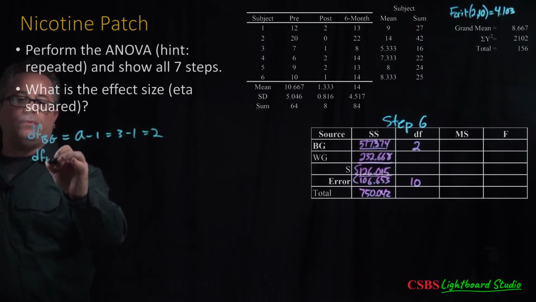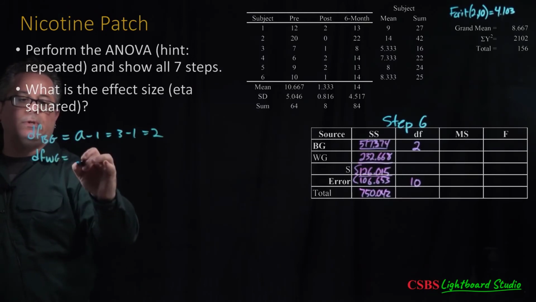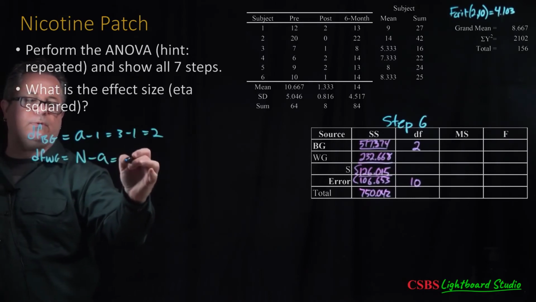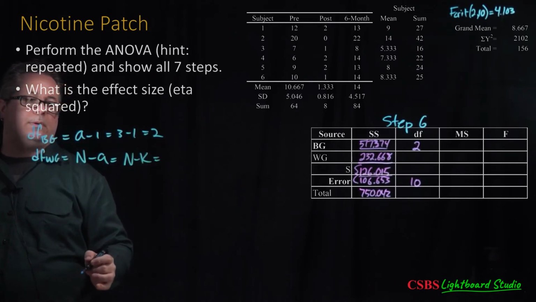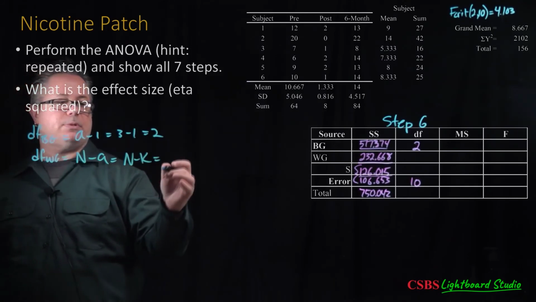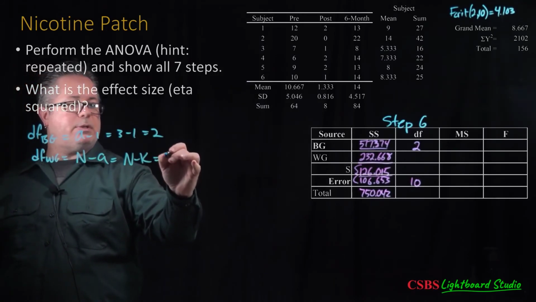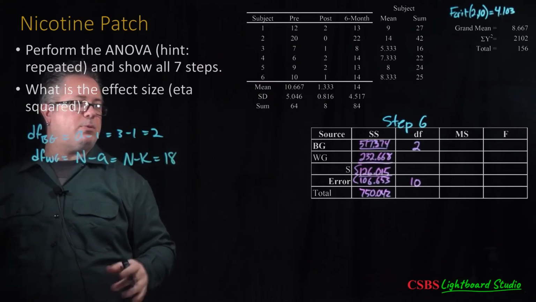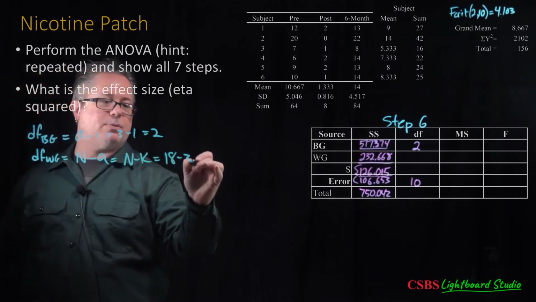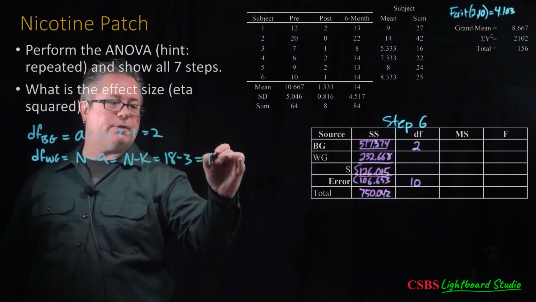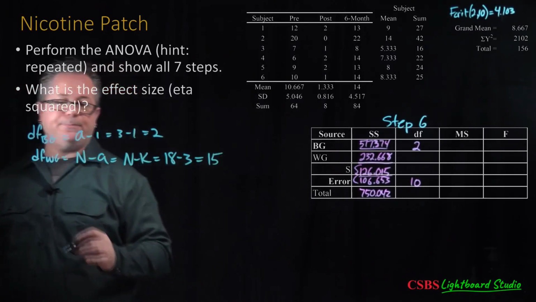Degrees of freedom within groups equals total number of subjects minus the number of groups. We might be used to seeing this as n minus k. Either way, same thing. So the total number of subjects is 18. It's actually not subjects, but the total number of scores in this case is 18. Minus 3 groups is 15 degrees of freedom there.